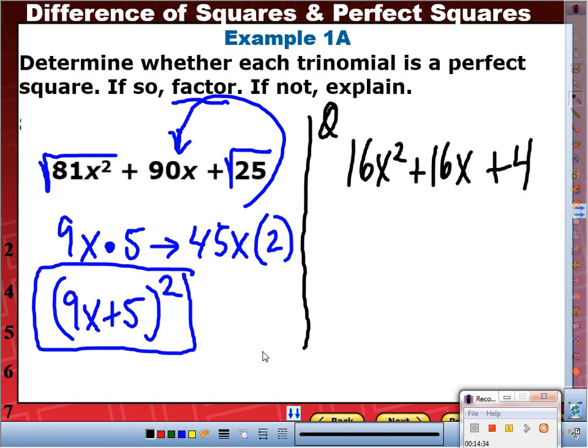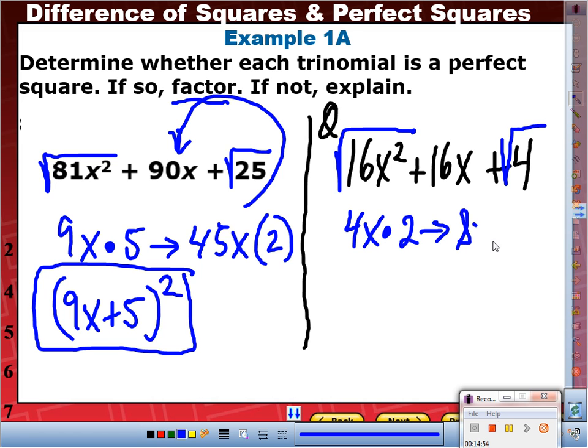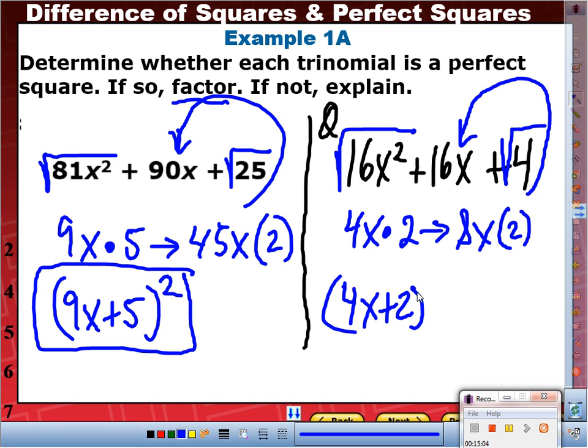So let's see. Let's check to see if this is a perfect square trinomial first. What is the square root of the first term? 4x. What is the square root of the last term? 2. What is 4x times 2? 8x, and if we double that, does that give us the middle term? If it does, then my factors are 4x plus 2 squared. Hands up if you got that. Okay? So, are we there so far?